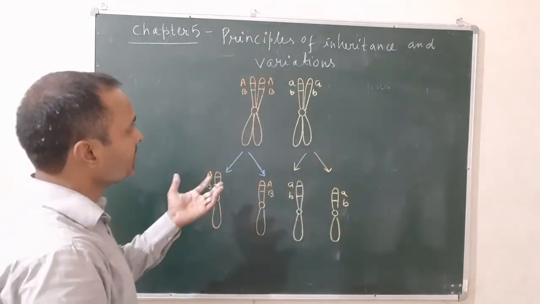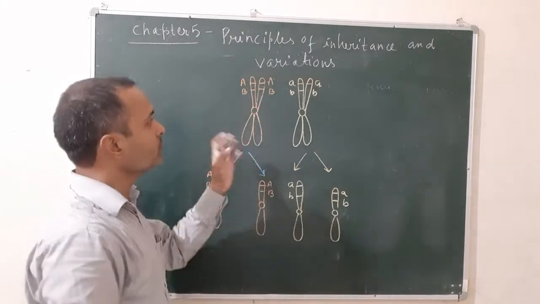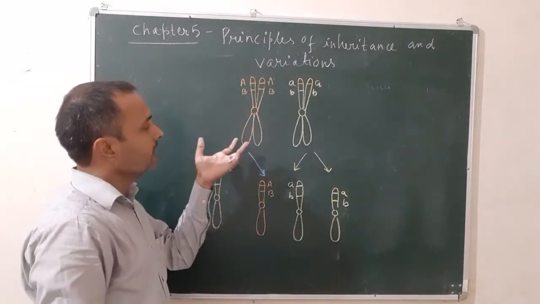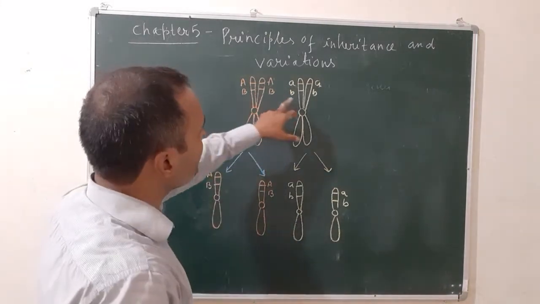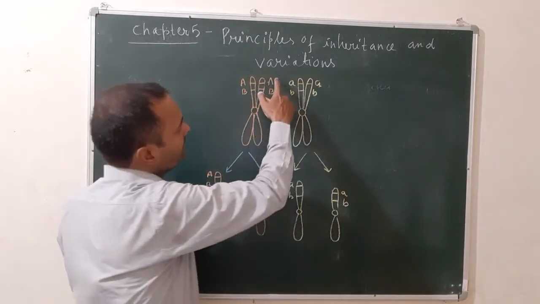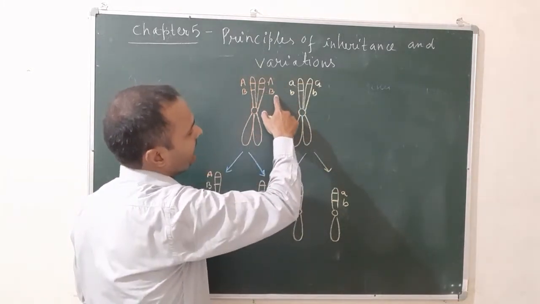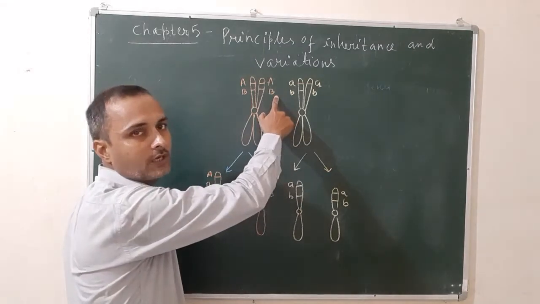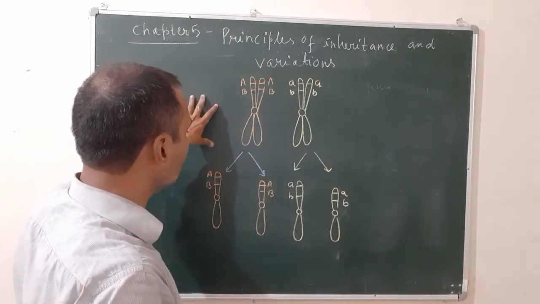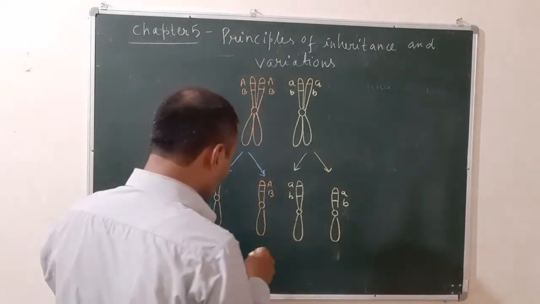So once again, first of all, a pair of chromosomes. This chromosome will double by DNA replication. Then in absence of crossing over, why is crossing over absent? Because genes are closely located. As a result, there is no crossing over. So after gamete formation, you can see all are the parental combinations.